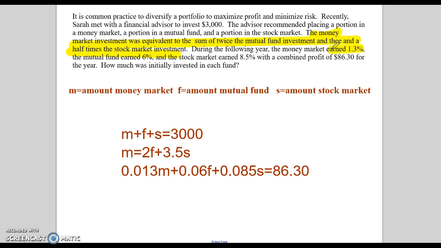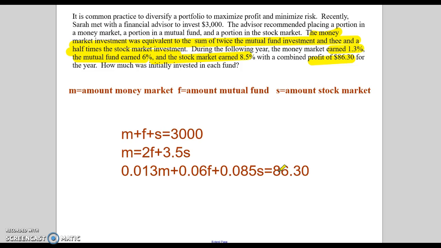Then the last part here says that I have 1.3% in the money market, the mutual fund 6%, stock market's 8.5% for a combined profit of $86.30. So I changed those from percents to their decimal form. So I got 13 thousandths, 6 hundredths, and 85 thousandths. And that's going to equal $86.30. So I have my 3 equations.